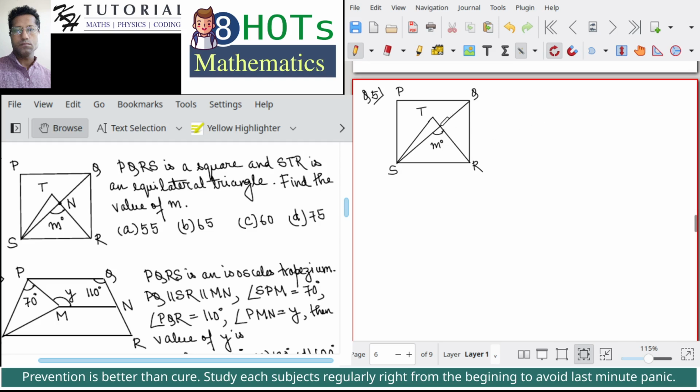Now, what is angle M? The diagonal SQ is intersecting the TR side of the triangle STR at N. So we have to find the value of M, that is, angle SNR is equal to M degrees. We have to find the value of M. Okay. Now, since this is a square, we know that a diagonal, okay, first of all, triangle STR is equilateral.